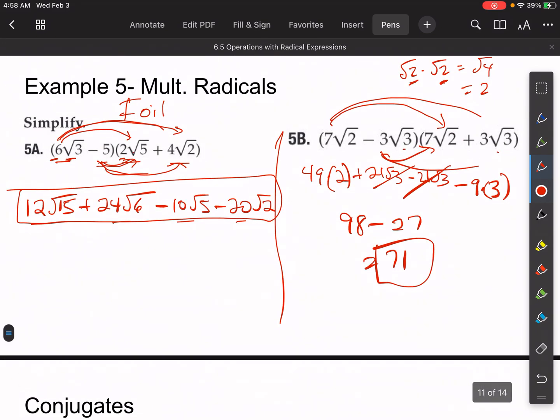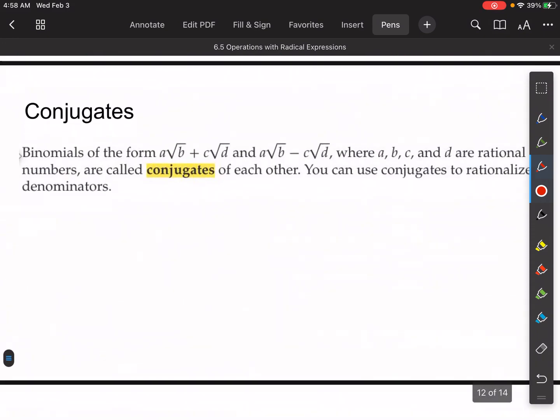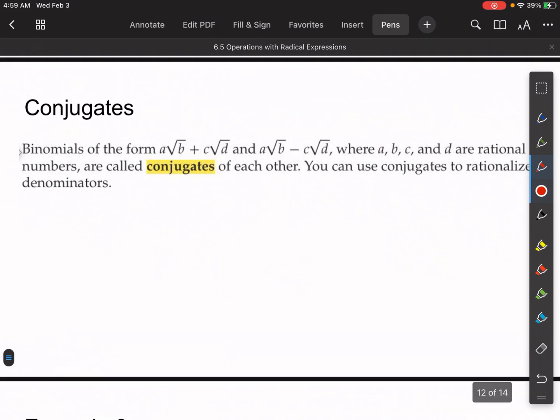All right, so that's multiplying radicals. Pretty straightforward. Just remember your FOILing process. The conjugates, I'm not sure what you remember about these guys, but conjugates are very important in solving these radicals. The problem with radicals is we have things like this, where you have 3 over, you might be left with square root of 2 plus 1, or something like this, right?